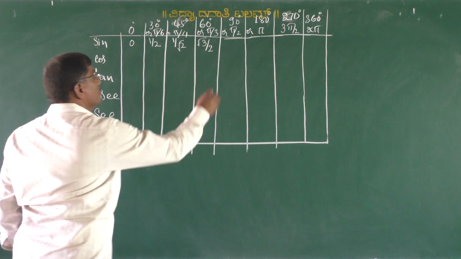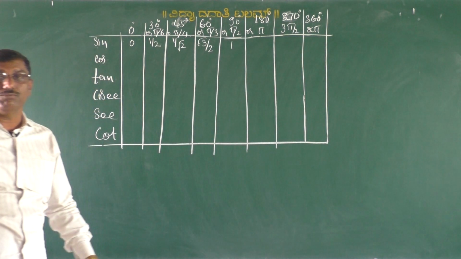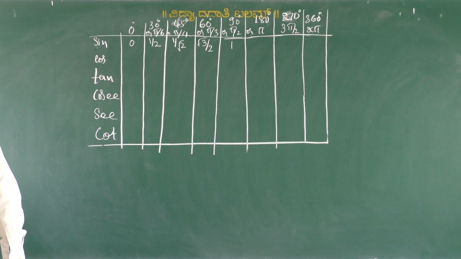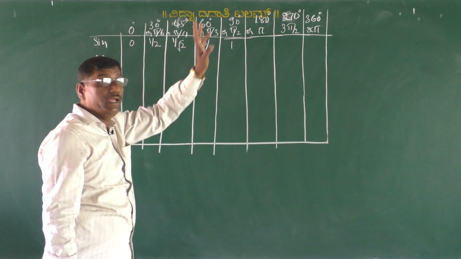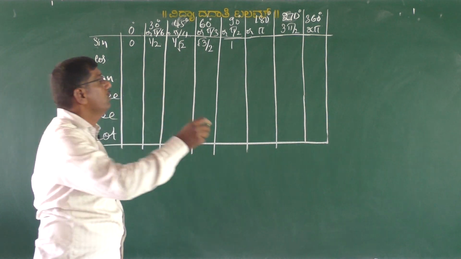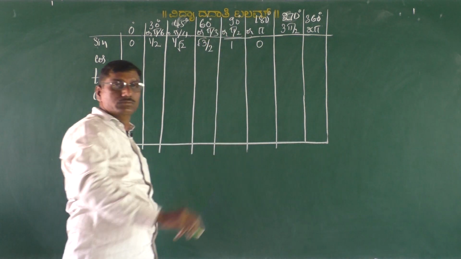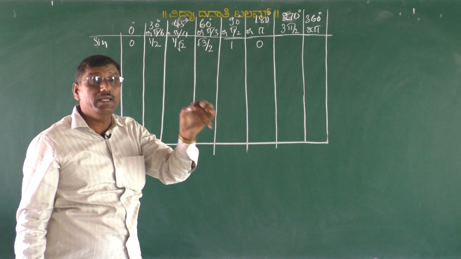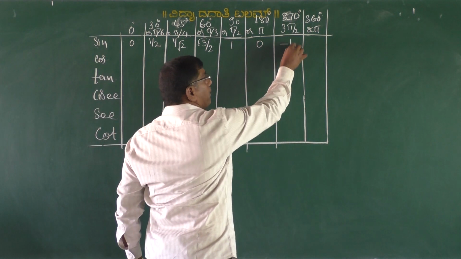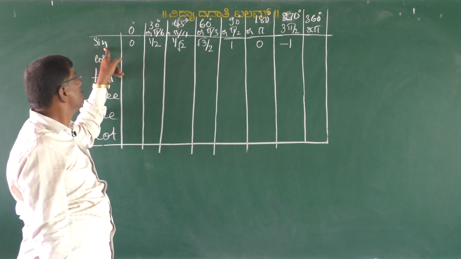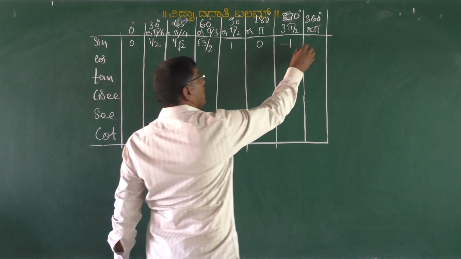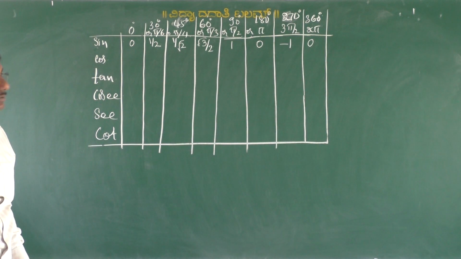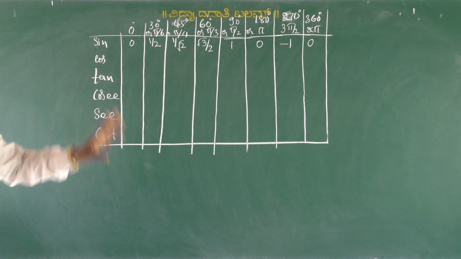Sine 90 is 1, my dear students, listen carefully. Next, sine 180, that means sine pi, is 0. Sine 270, that means sine 3 pi by 2, is minus 1, my dear students. Sine 360, that means sine 2 pi, is also 0. This is about the sine, my dear students.